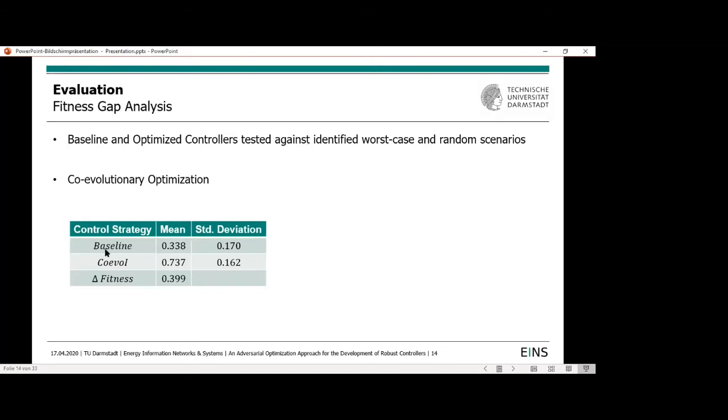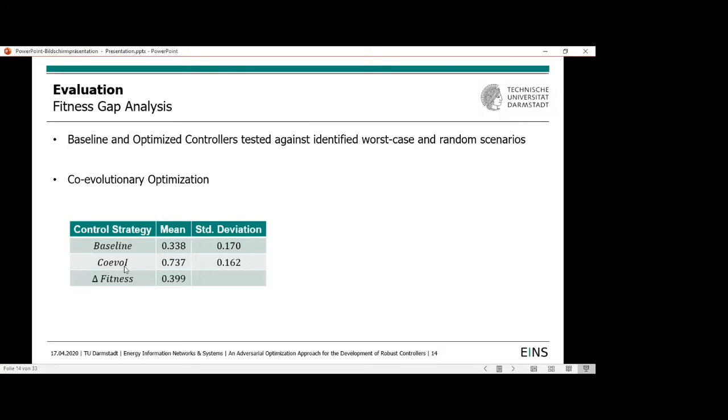The mean baseline performance here is indicated with 0.338, whereas this fitness value is a normed fitness value, normed between 0 and 1. 1 means very good performance, 0 means a very low performance. And the mean performance for the baseline, as indicated, is rather low, indicating that somehow severe scenarios could be identified over the optimization run.